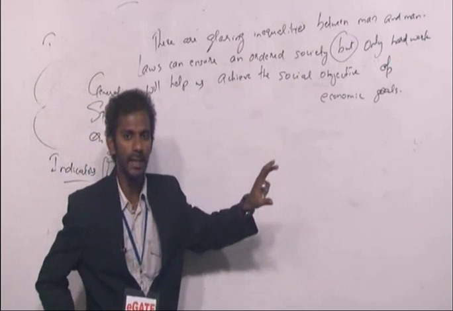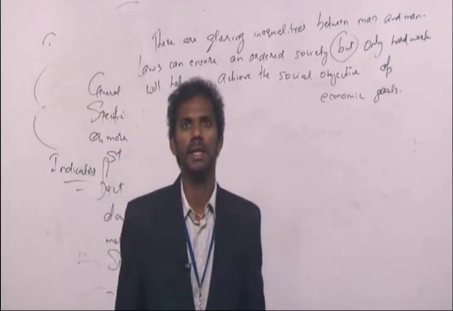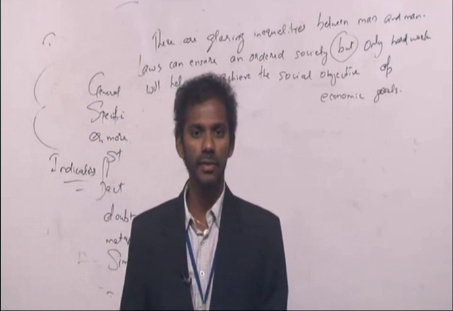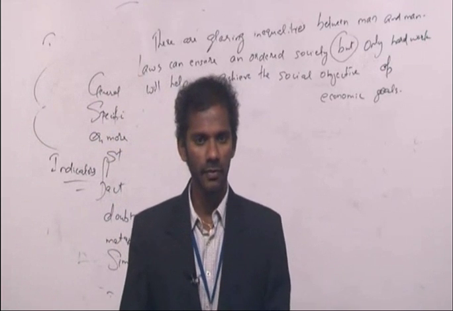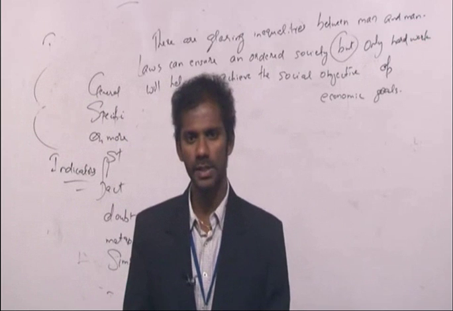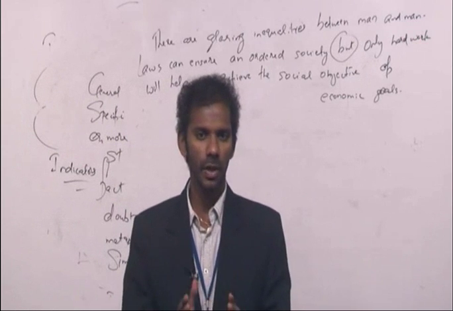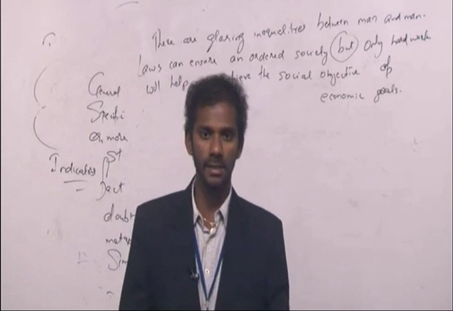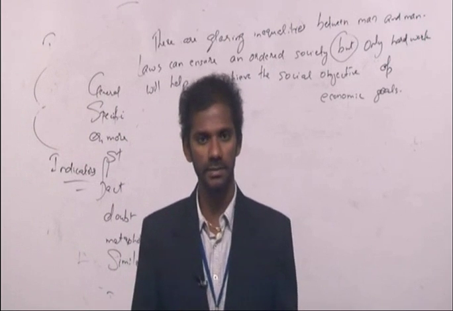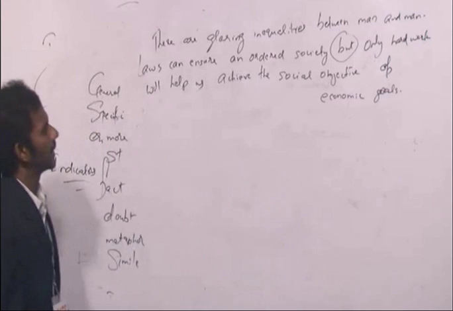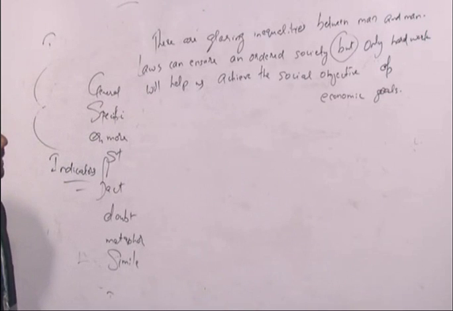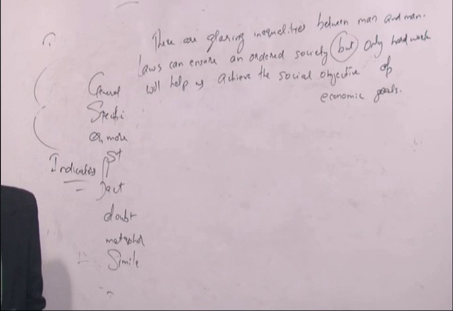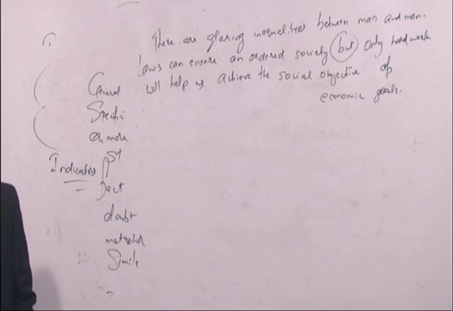A contrast indicator connects two contradicting ideas. That means the second idea contradicts the first idea. Clear? First idea is positive, second idea must be negative. Or first idea is negative, second idea must be positive. So a contrast indicator always connects two contradicting ideas. The second idea would be against the first idea. Right? So but is a key word here. But only hard work will help us achieve the social objective of economic goals. Clear? Fine.